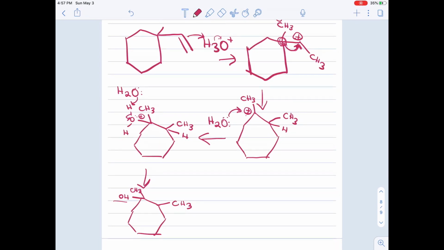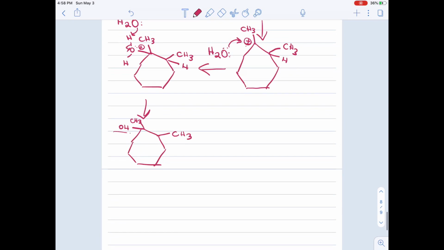The oxygen in your water molecule will attach itself to the tertiary carbocation, proceeding with the normal reaction, where now you have another water molecule that takes away your hydrogen, expels the electrons back into oxygen in order to take away the positive charge. And it leaves you with an alcohol group now bonded to the tertiary carbon.